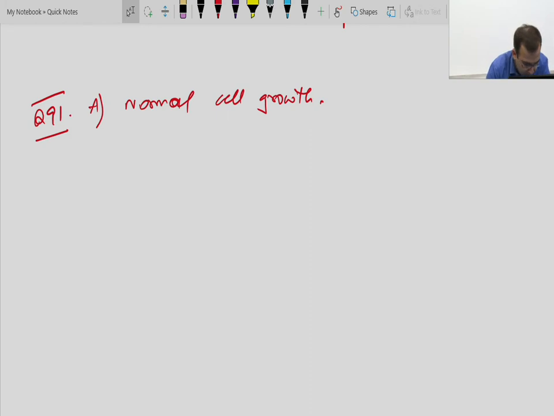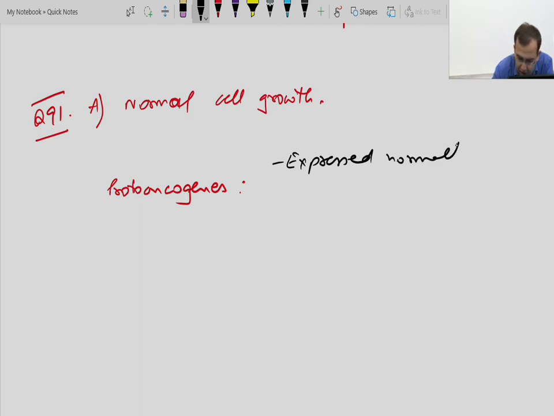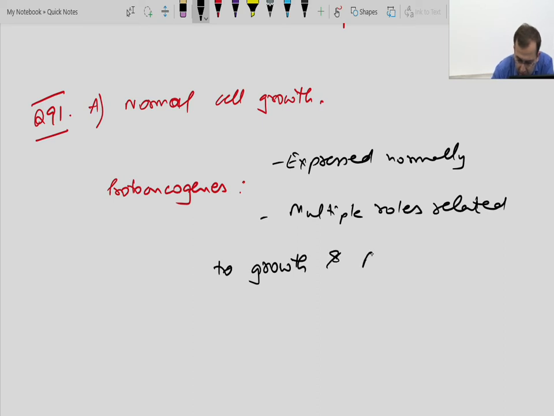So let us see about proto-oncogenes. First point, proto-oncogenes are expressed normally and have multiple roles related to normal growth and proliferation of cells.